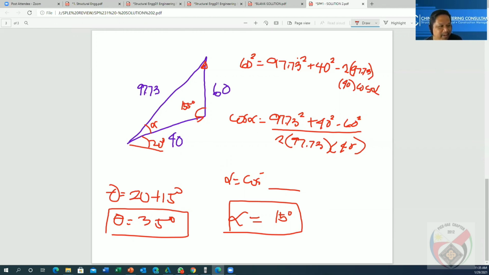Okay, so are there any questions before we move to the second sample problem?